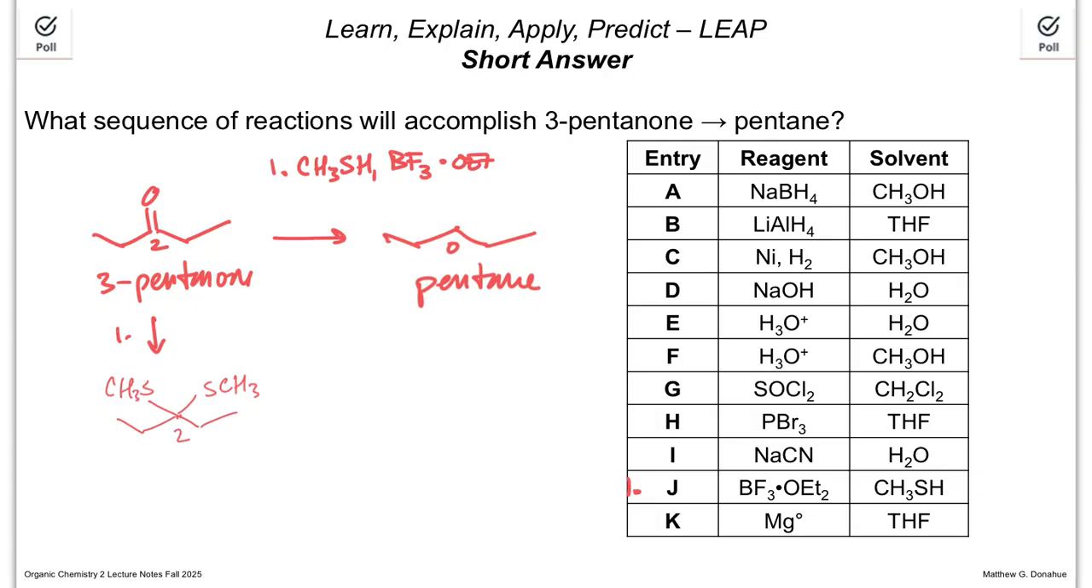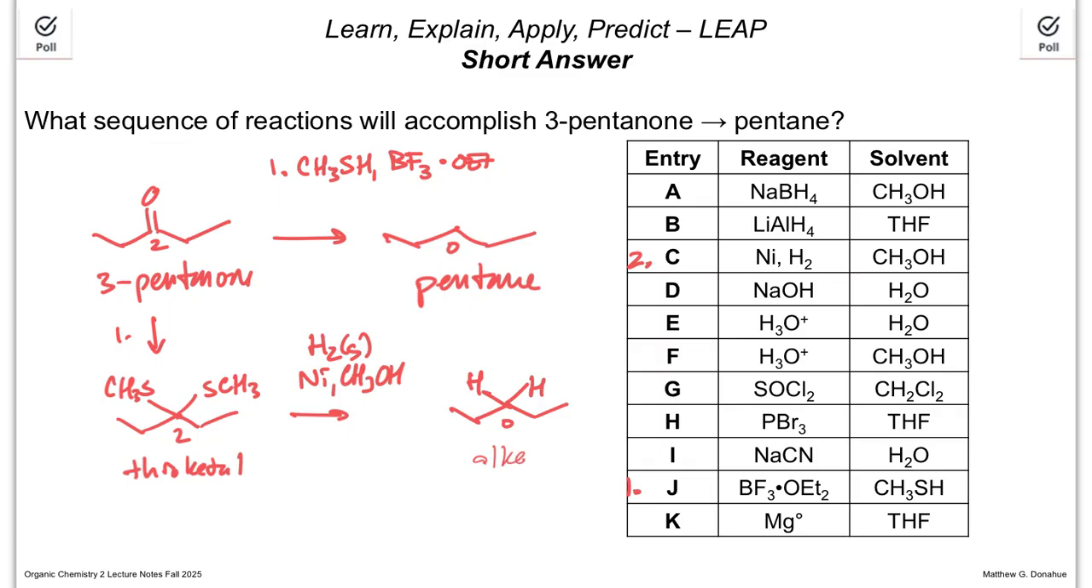We've formed the thioketal. And so now in the second step, we need conditions to reduce that. So reducing conditions, so nickel and hydrogen gas, that would be C. So that then brings it down to the alkane.